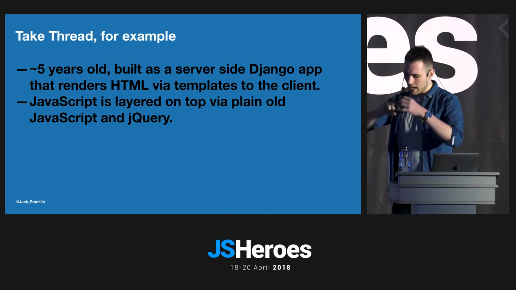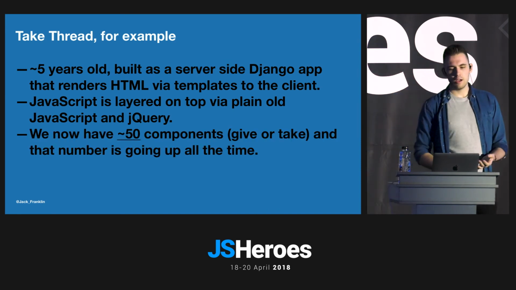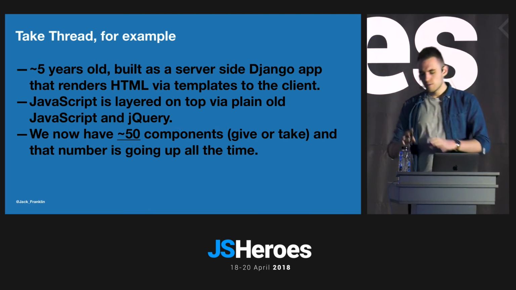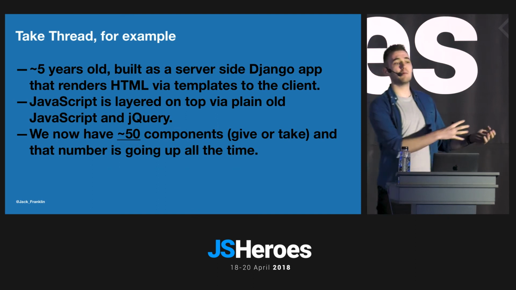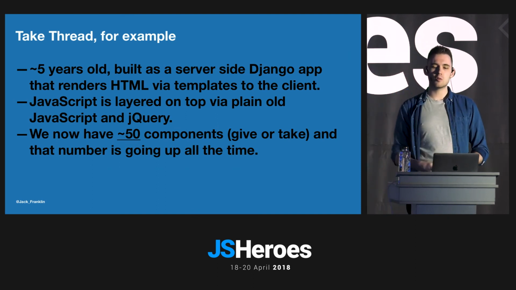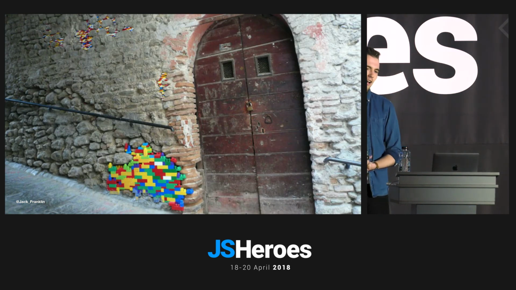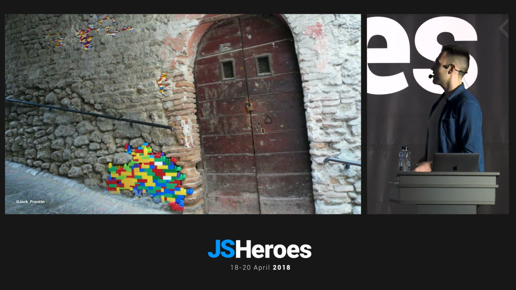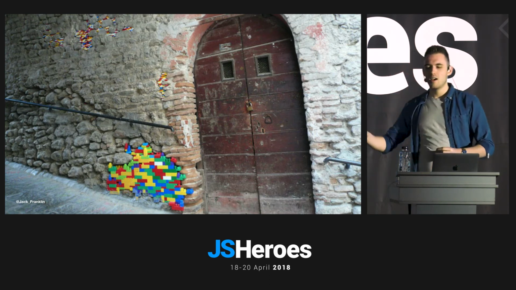Although we had this big architecture in place, we were still able to start introducing components. We now have roughly 50 or so, give or take, and that number is going up all the time. So even though we're not building a complete brand new single-page React app from scratch, we're still able to use a lot of these approaches and introduce them to an older code base. This is the perfect image that I found for this talk online. You've got this big wall of stuff, and you can just start putting in Lego bricks. I would never go inside that building because I wouldn't trust it, but I like the picture.